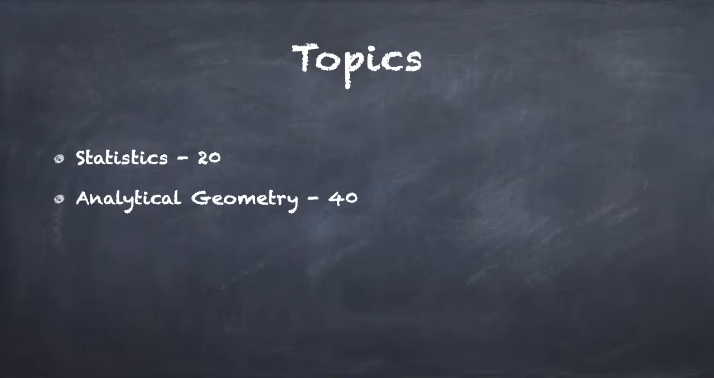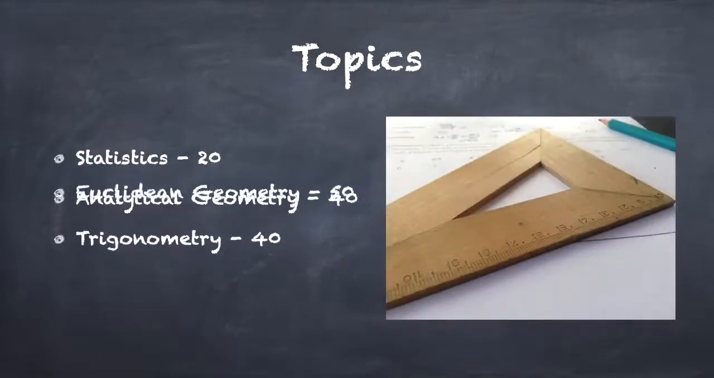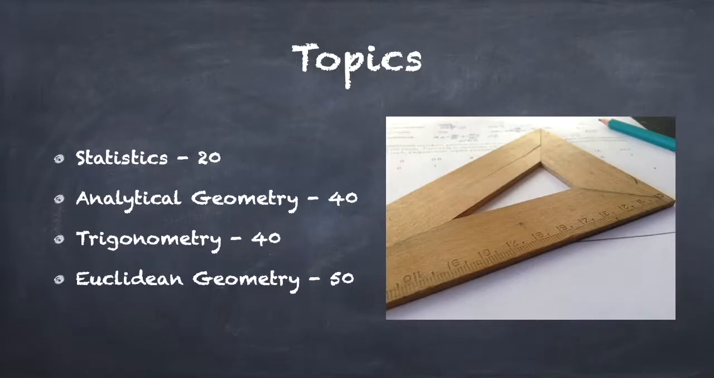Next up is going to be trigonometry. Ooh, I love my trigonometry. That's about 40 more marks. And last and definitely not least, Euclidean geometry. That is 50 marks in the exam. So about a third of your paper is going to be Euclidean geometry. Now, what must I focus on when I prepare for the maths paper 2?